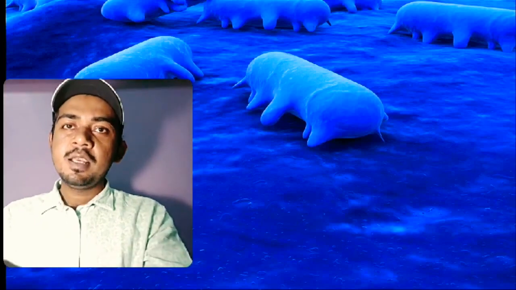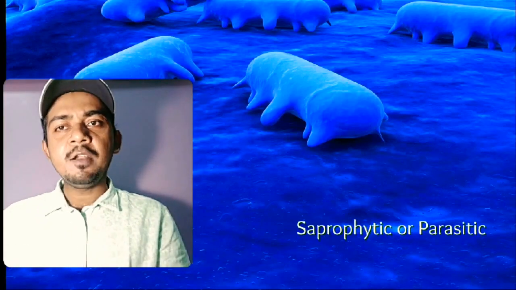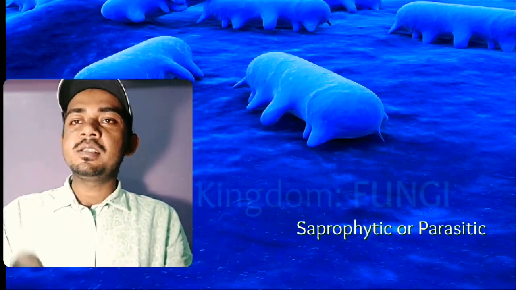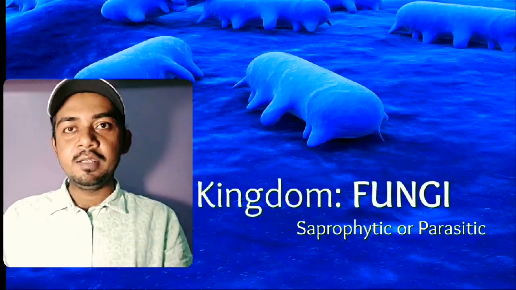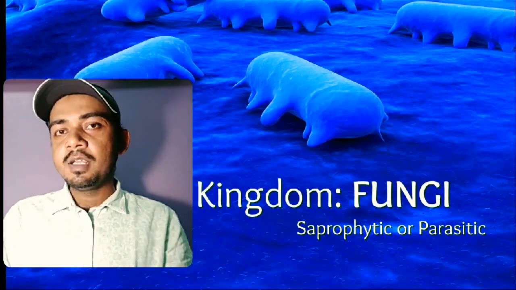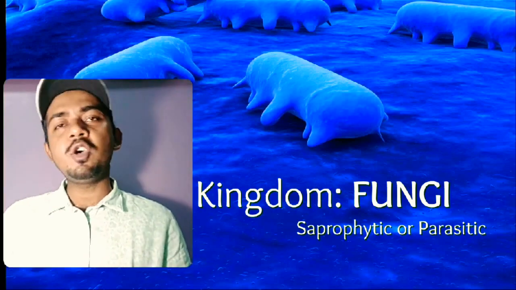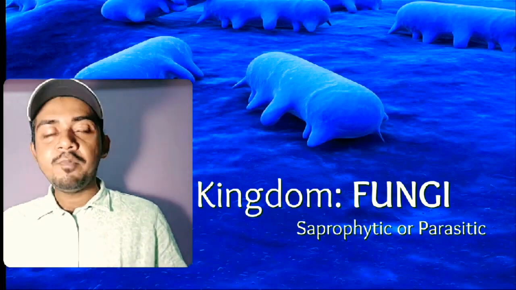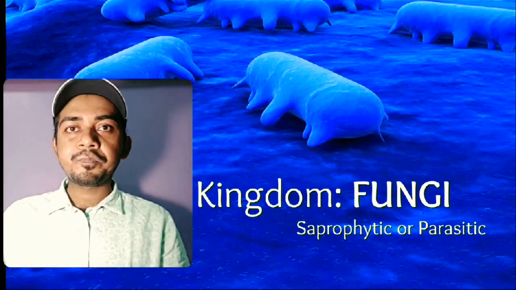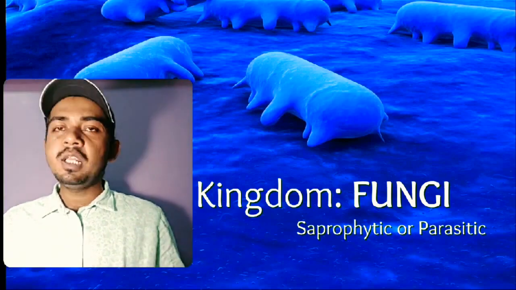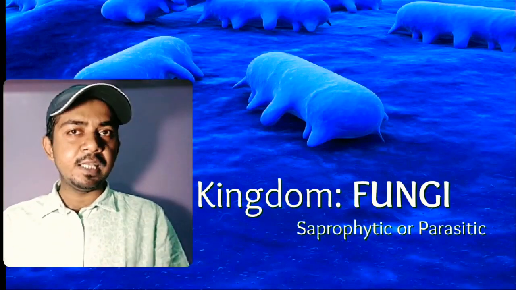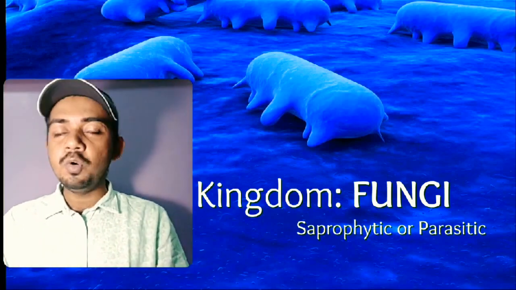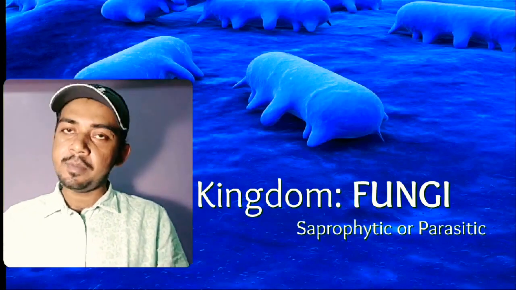Today we shall study some organisms which are saprophytic or parasitic in nature, and this kingdom is called Kingdom Fungi. The kingdom Fungi consists of some plant-like, fixed organisms. Why do we call them plant-like? Because when they grow up and become multicellular, they look like plants, and they are fixed at their place. But actually they are not plants, they are fungi. Fungi is a whole different kingdom itself, just like plants.